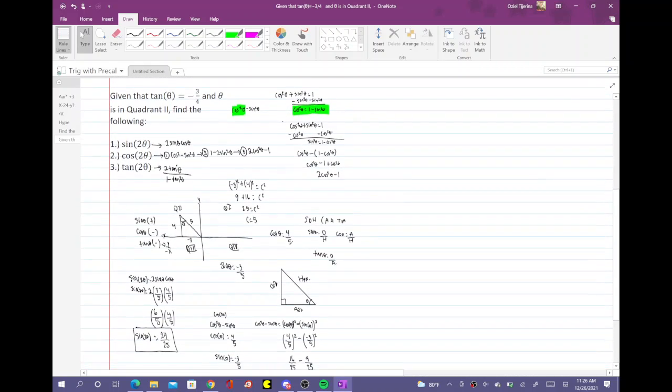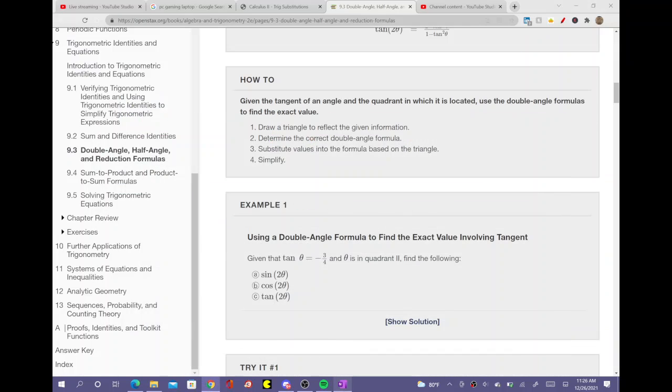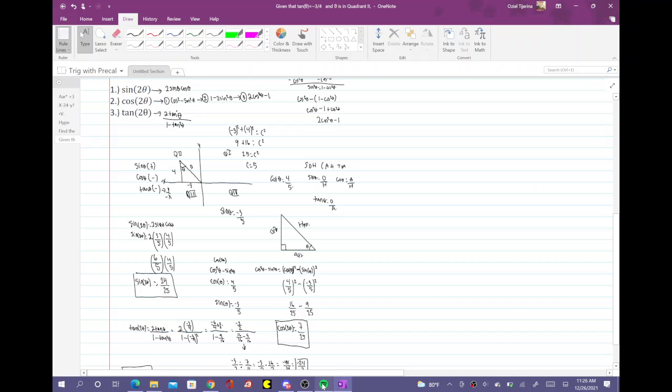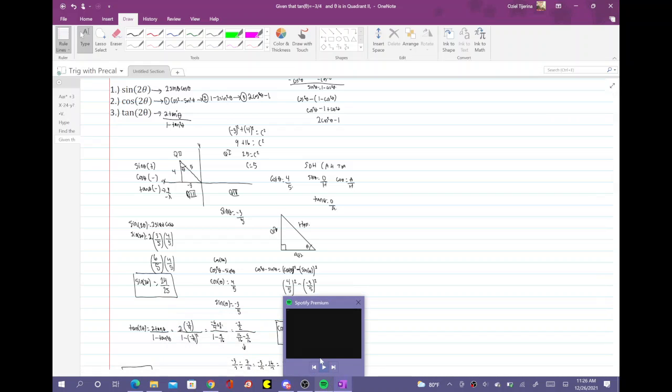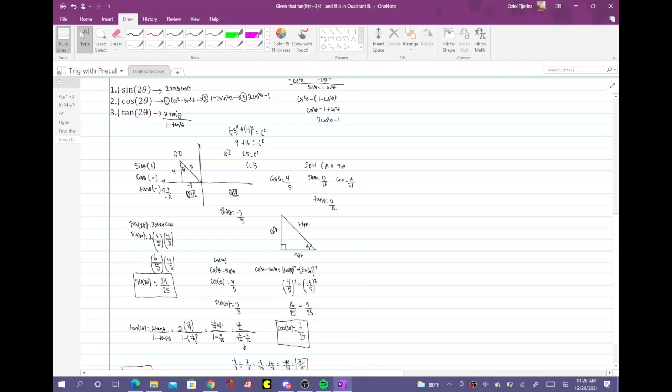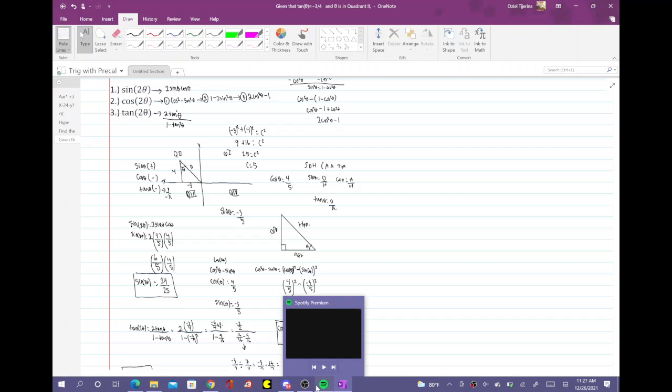This problem was from the textbook. Hopefully I did it right. I can never guarantee that I did it right because, like I said, we all make mistakes. I'm pretty sure I did it right, though. But there is no full guarantee.